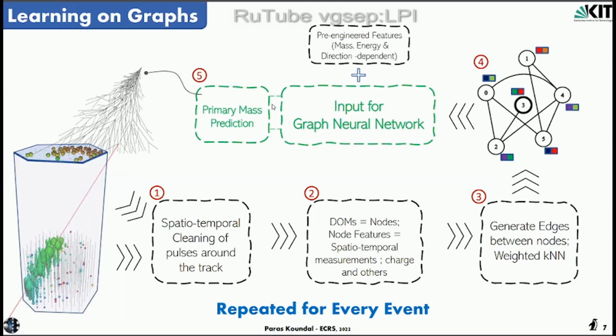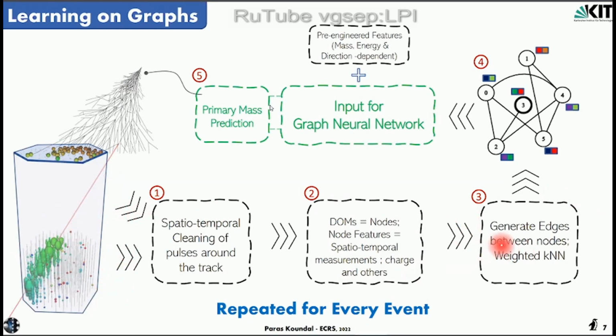What I do is I take the IceTop footprint as well as the in-ice footprint and then perform some spatiotemporal cleaning around the pulse track. Obviously here I need some prior reconstruction of the track, but in future work, I'll try to move beyond this. And then we interpret the DOMs, which are basically the small circles here, as the nodes of the graph. The node features are some spatiotemporal measurements like charge, and where the particular DOM was in the detector which was hit.